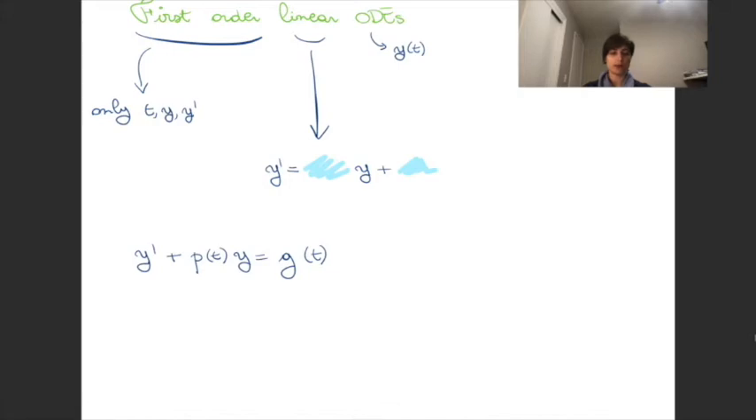So if we put everything together, and I'm flipping things around to make it easier when we're looking for the solution, what we're looking for is a solution to y prime plus a function of t times y equals a function of t.